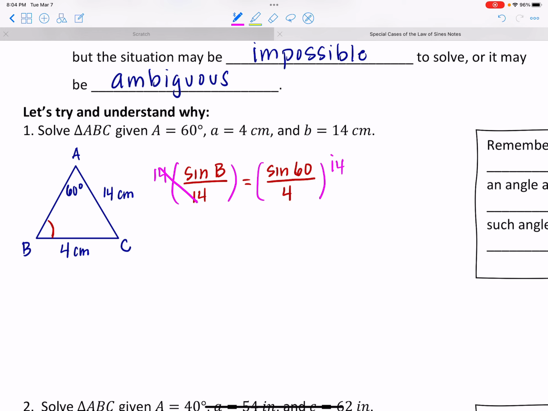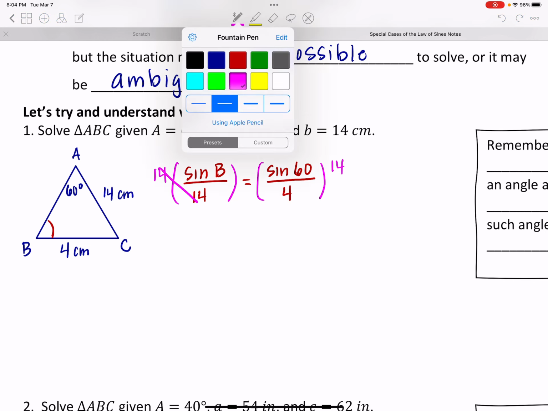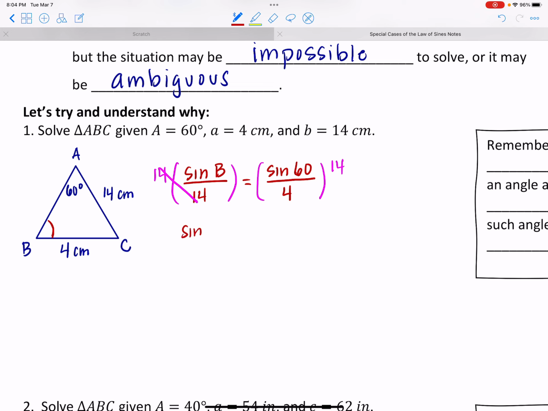The important thing to know is that the 14 ends up on the top of this fraction, and it cannot be multiplied by the 60, okay? It needs to be multiplied by the sine of 60, because that's not really a 60 there. Again, it's a sine of 60. So if you wanted to skip what I wrote there in pink and just say, okay, my sine of B is going to be equal to 14 times the sine of 60, all divided by 4.